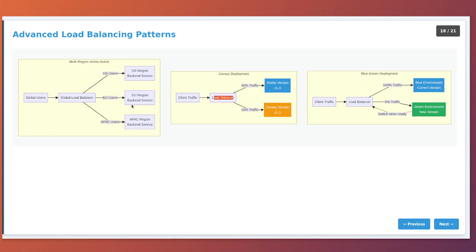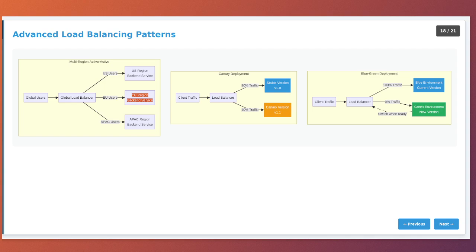This minimizes risk while enabling continuous deployment. Multi-region active-active setups distribute traffic across regions for both performance and disaster recovery. Users get routed to the closest healthy region automatically. If an entire region fails, traffic automatically shifts to healthy regions.